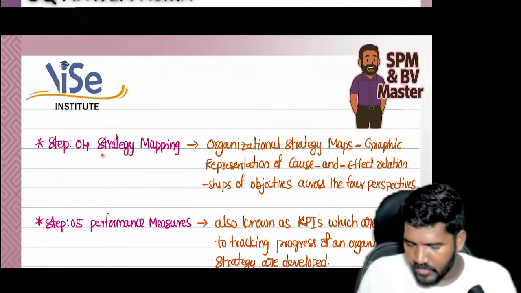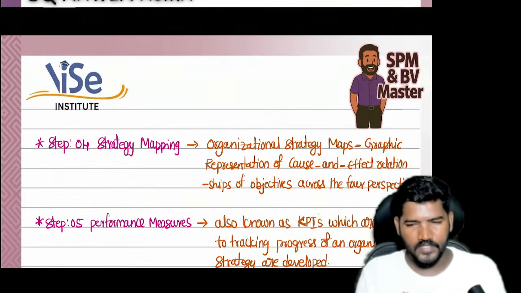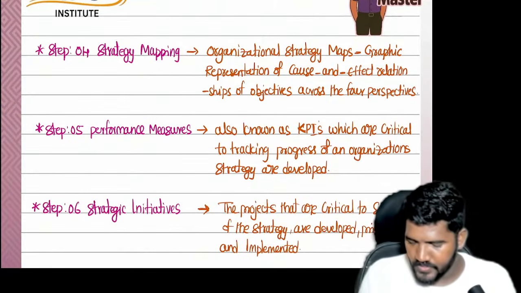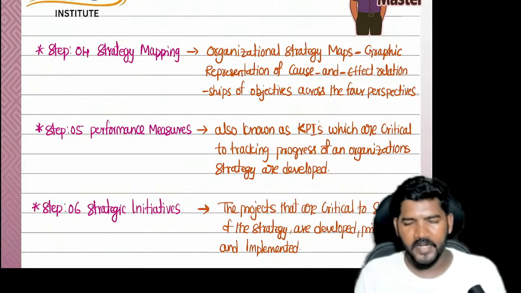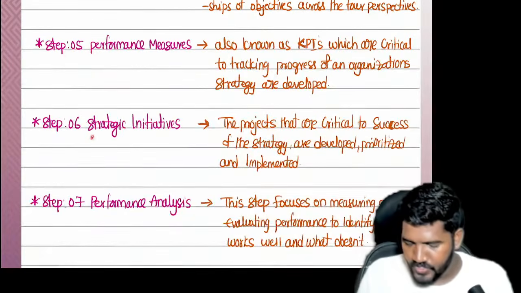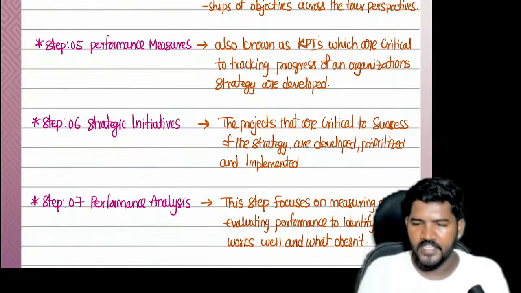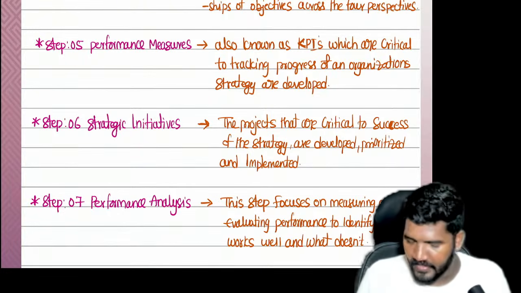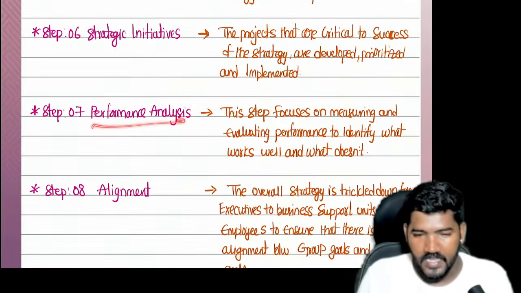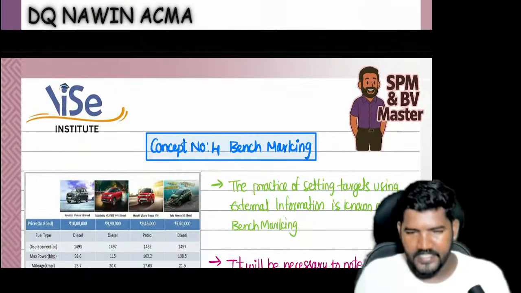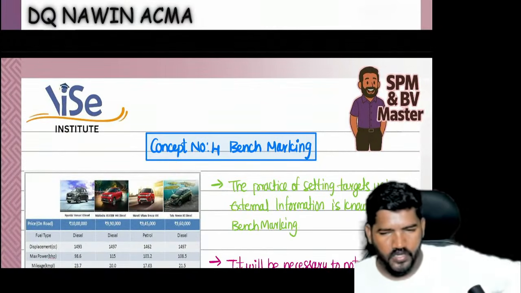Next, you have to link all things in one format. That is called strategy mapping. Next, you have to measure whether the implementation is going well or not. That is called performance measurement. Next, strategic initiatives. If anything is not working well, you can take other strategies to do better. Next, performance analysis. Next, alignment. Next, evaluation. So these are the steps we follow in the balanced scorecard.